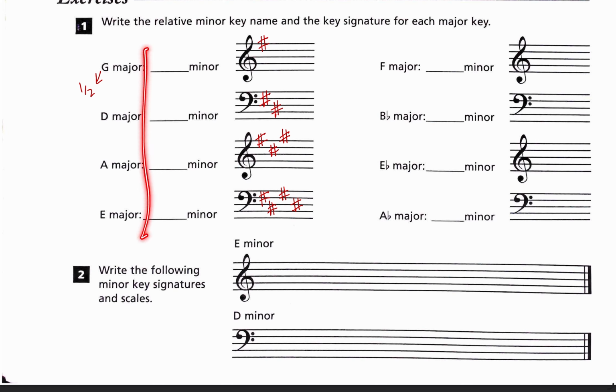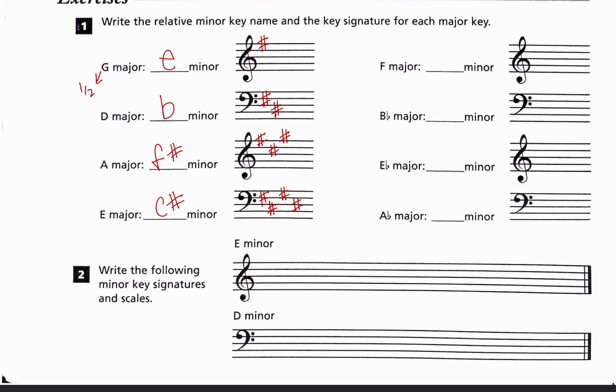Now, the name of that relative minor is just the 6th note of the scale. So, G, A, B, C, D, E. D, E, F sharp, G, A, B. A, B, C sharp, D, E, F sharp. And E, F sharp, G sharp, A, B, C sharp.